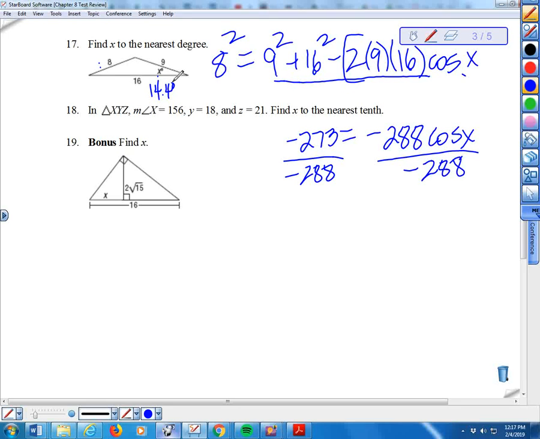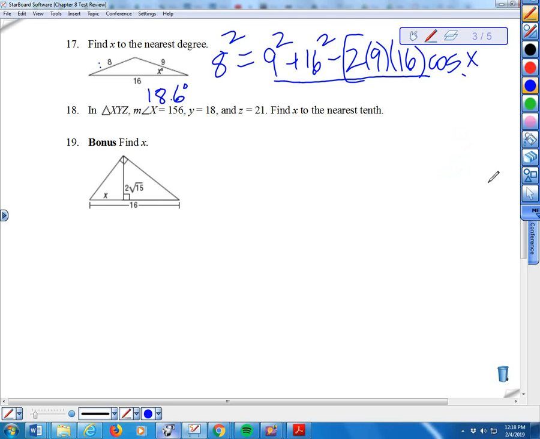You guys want to try that one? Just make sure you get the same thing. Well, I know how to do it, but you did not get that. I got 18.6. When I divided 273 divided by 288, I got 18.62. Negative 273 divided by negative 288 is 0.94, and then inverse cosine. Oh, I did 2 this time. Sorry. 273 divided by 288, inverse cosine, 18.6. Okay.